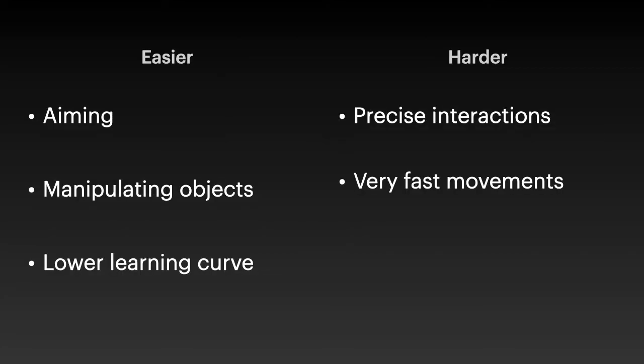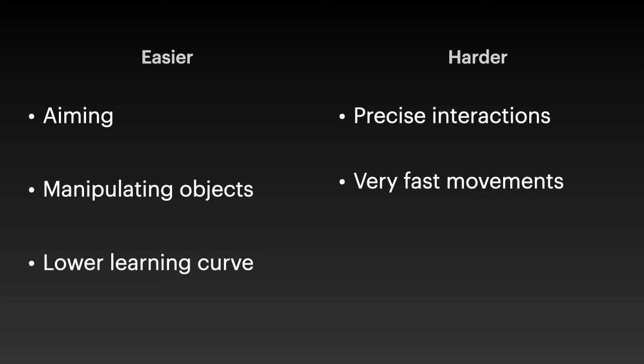Some interactions, based on my very limited user testing, that are easier with the pointer are aiming. You simply point your smartphone at an object in the space, which is very intuitive. Manipulating objects using gestures such as swiping left or right is also pretty easy to understand. And overall, there's a lower learning curve. It's not quite as intimidating for new users as a keyboard and mouse, which can have millions of different possible command combinations.